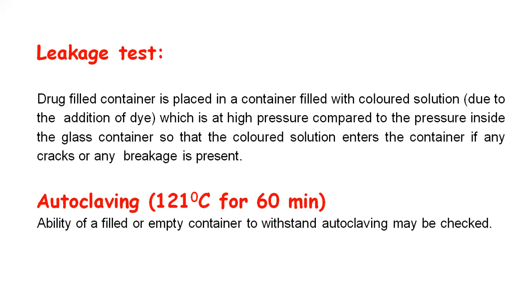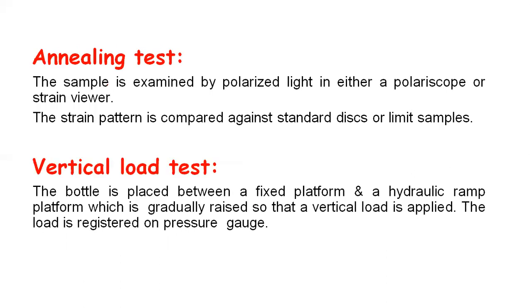The ability of a filled or empty container to withstand autoclaving may be checked by autoclaving it at 121 degrees Celsius for 60 minutes. Annealing test. The sample is examined by polarized light in either a polariscope or strain viewer. The strain pattern is compared against a standard disk or limit samples. Vertical load test. The bottle is placed between a fixed platform and a hydraulic ramp platform, which is gradually raised so that a vertical load is applied. The load is registered on a pressure gauge.